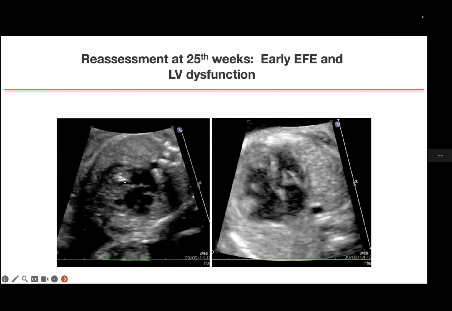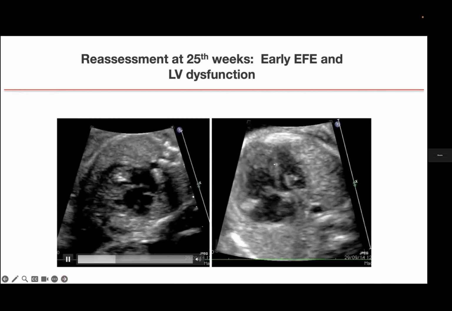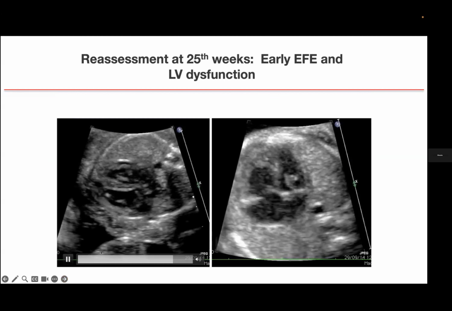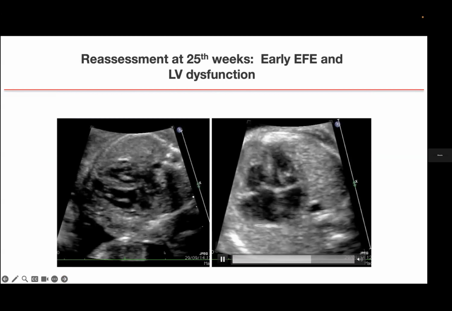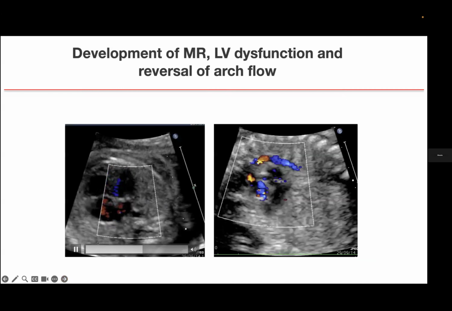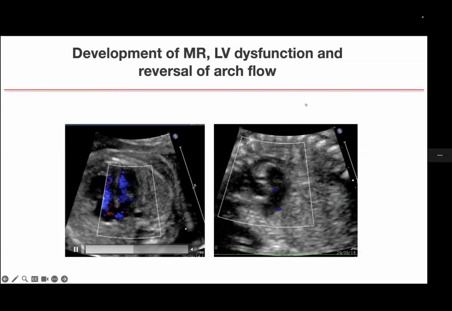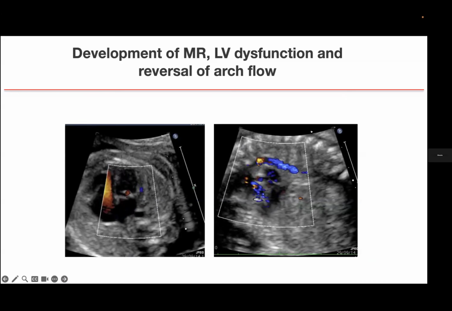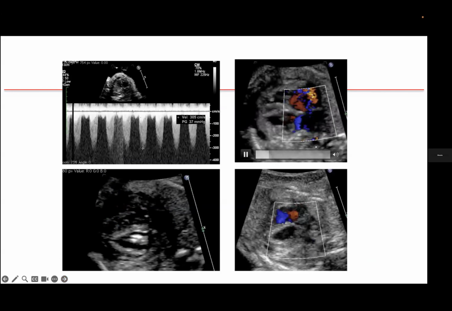Now, at this stage, because there was no hemodynamic alteration, she was just monitored. And later on, we saw that there was EFE, endocardial fibroelastosis, which was setting in. There was left ventricular dysfunction, which was just setting in. These are the various parameters which are important before going ahead with the procedure. There was development of mitral regurgitation, and there was flow reversal across the arch of the aorta. And also we found that there was a flow reversal across the foramen ovale.